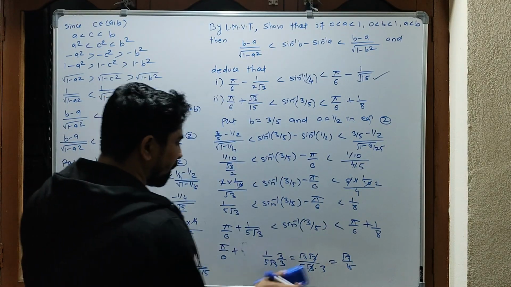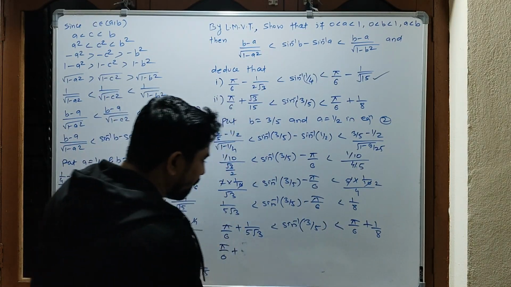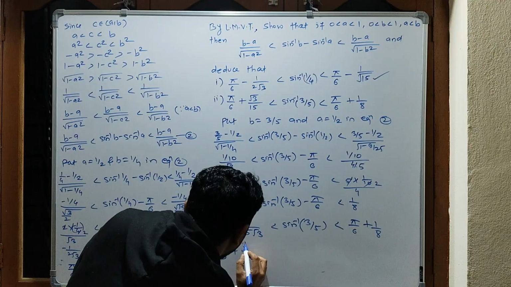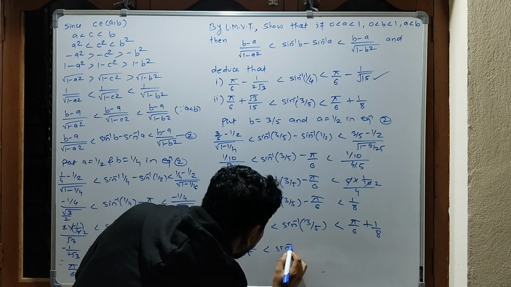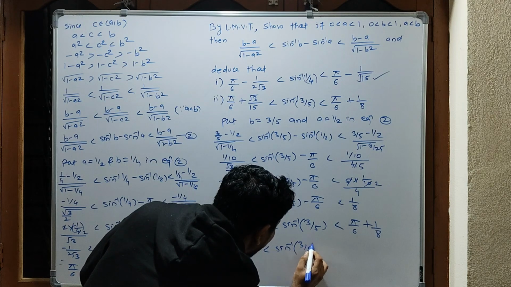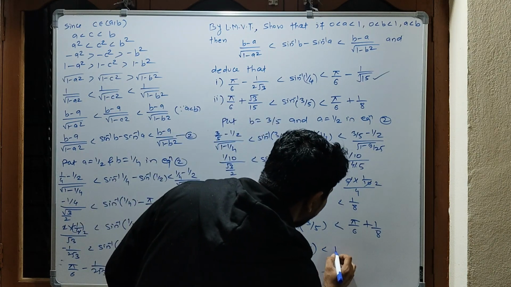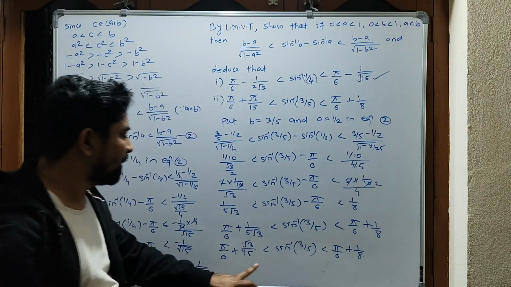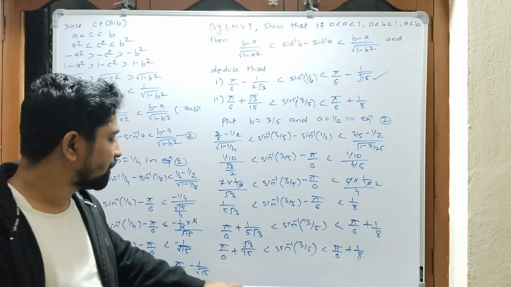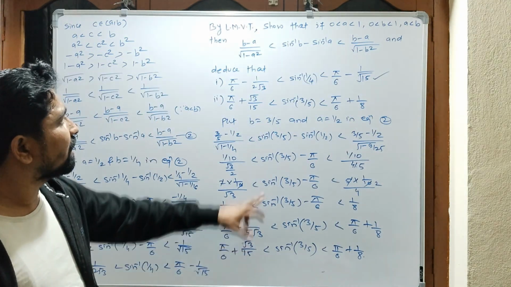In this way, root 3 divided by 15 is less than sine inverse 3 by 5, which is less than pi by 6 plus 1 by 8. So this is just the adjustment of 3. With this you will get the result.